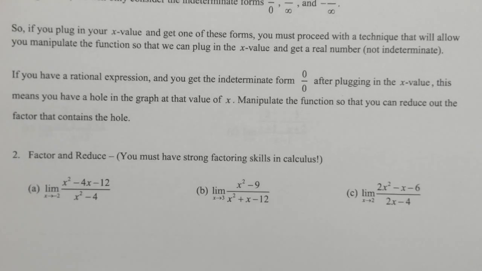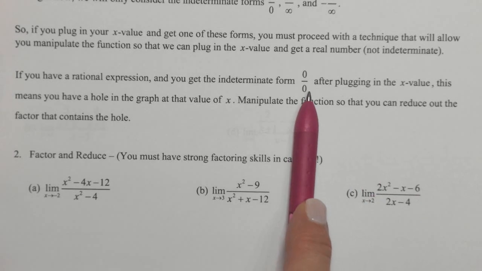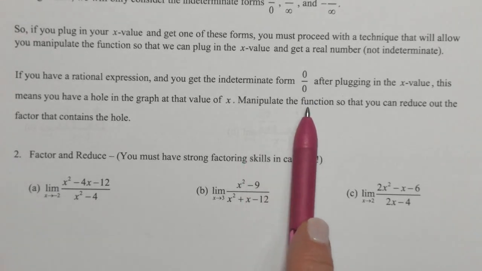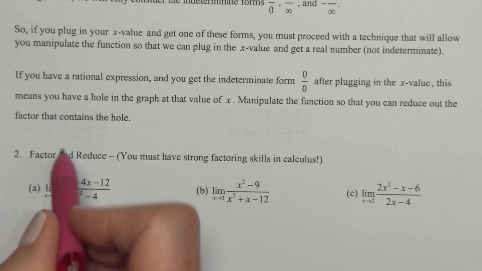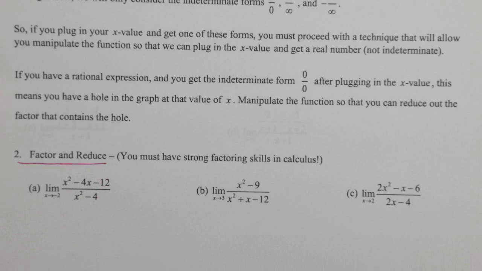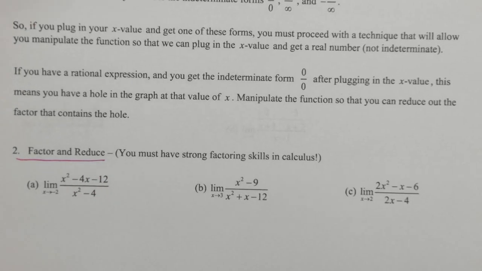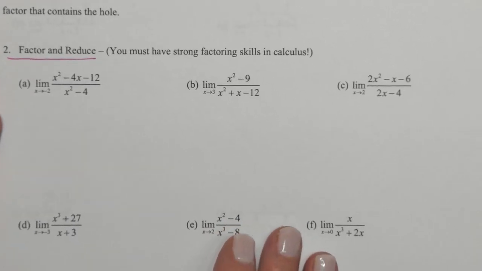If you have a rational expression and you get the form 0 over 0, this means you have a hole in the graph at that value of x. The goal will be to manipulate the function so that you can reduce out, cancel out, the factor that contains the hole. So the next technique is factor and reduce. The first technique was substitution, and the second one is factor and reduce. You must have good, strong factoring skills for calculus.